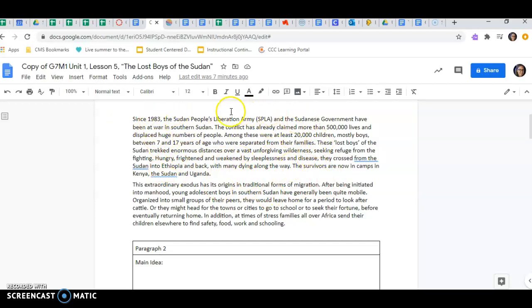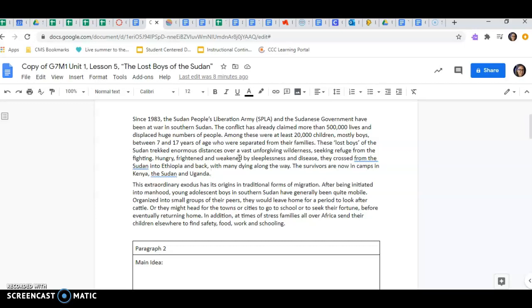And what did we learn in that history? That these boys were displaced because of a war in southern Sudan between the Sudanese government and the Sudan People's Liberation Army. Side note, this article must be a couple years old because that conflict actually was settled, and there are now two countries. There's Sudan and South Sudan. So they solved their conflict by actually creating a new country. But anyway, the Lost Boys.